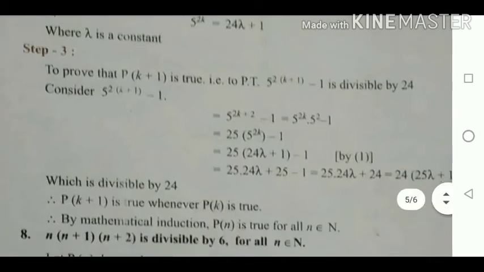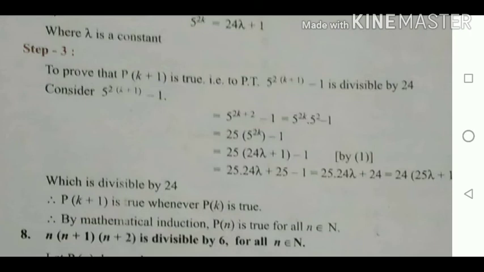To prove that P of k plus 1 is true, that is, 5 power 2 into k plus 1 minus 1 is divisible by 24. In all the sums, instead of n, we are writing 1, after that k, then k plus 1. The 3 steps you have to follow, then only it is easy for you to understand. Okay. Therefore, consider 5 power 2 into k plus 1 minus 1 equal to 5 power 2k plus 2 minus 1.